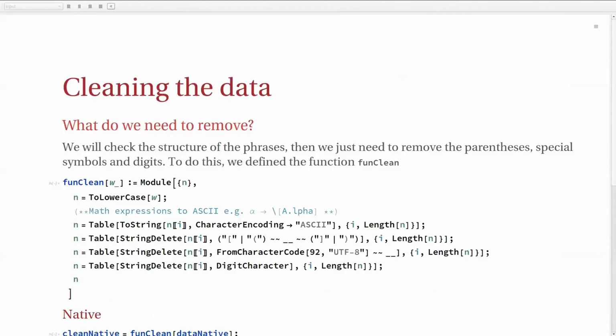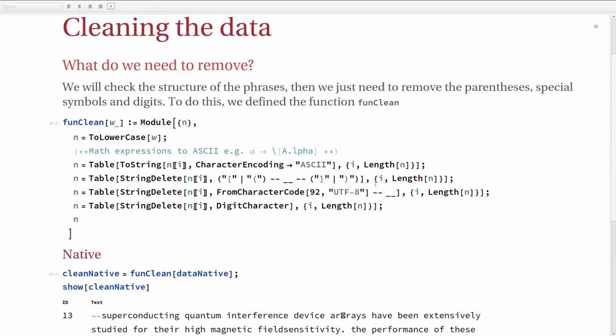We need to clean the data. What do we need to remove? We need to check the structure of the phrases, and the function removes the parentheses, special symbols, and digits. So first we lowercase all our data. As we found some math expressions, we need to translate math expressions into ASCII code. For example, an alpha symbol will turn into the word alpha.